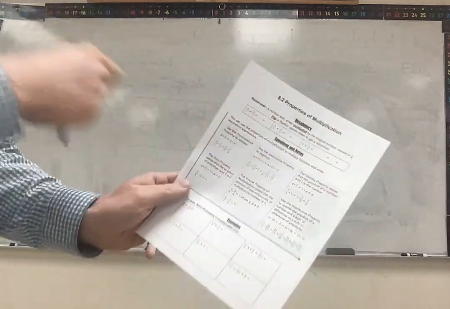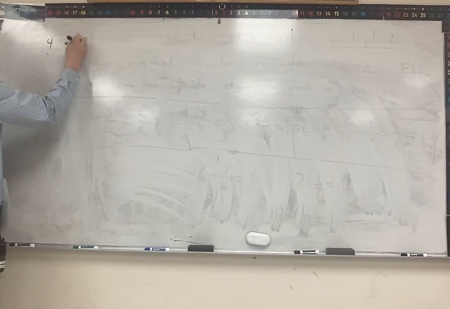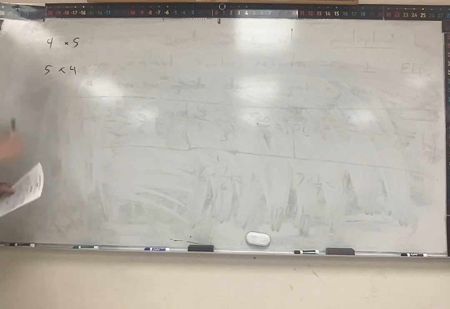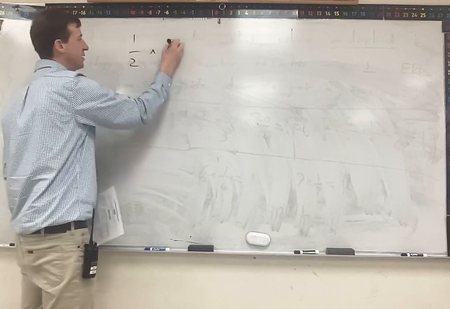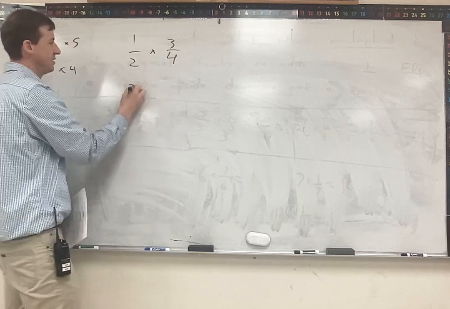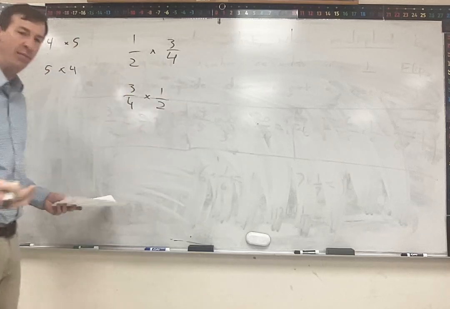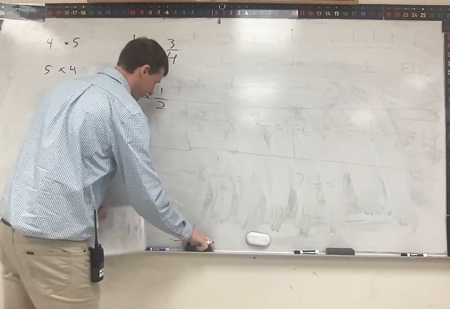So the first one is the commutative property, which just means you can reorder anything. So like 4 times 5 is the same as 5 times 4, right? You could flip this over, that's the commutative property. And with fractions, it just means like 1/2 times 3/4 is the same as 3/4 times 1/2. We can just flip these two around. That's the commutative property of multiplication. You can just flip things around, no big deal.